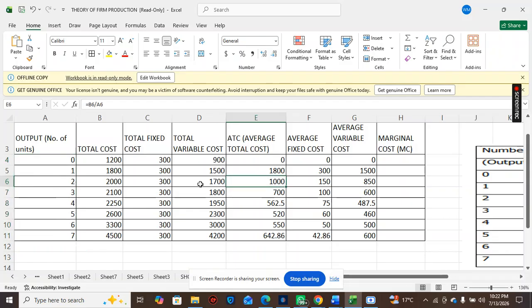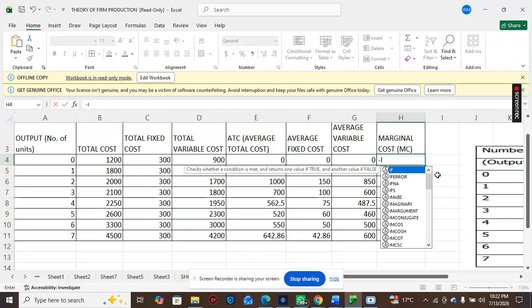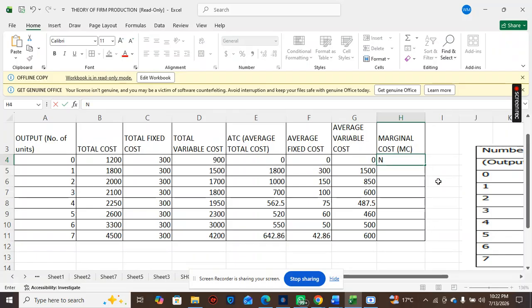So usually, all you need to do is just subtract these total costs. This is the shortcut, then I'll show you the long cut. For 0 units, there is no marginal cost because we were not producing any units previous to the 0 units. So you never have a marginal cost when you're on 0 units. But when we move from 0 to 1 unit, our total cost increases from 1,200 to 1,800.